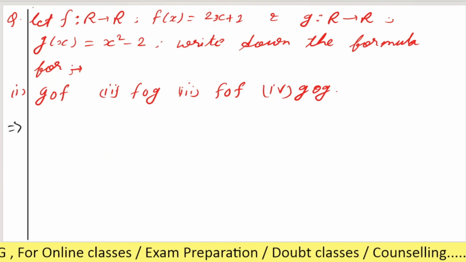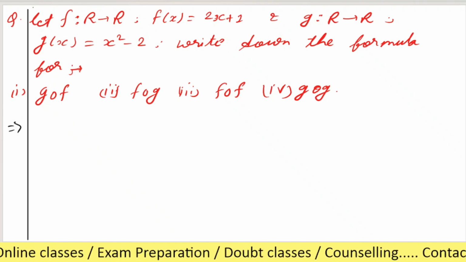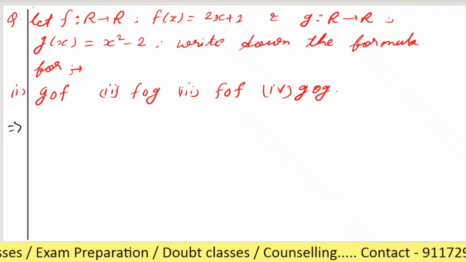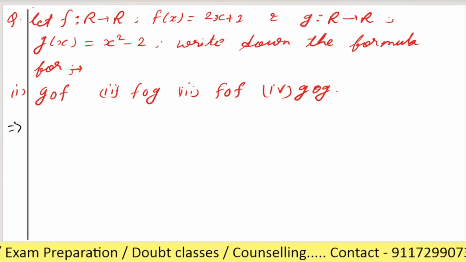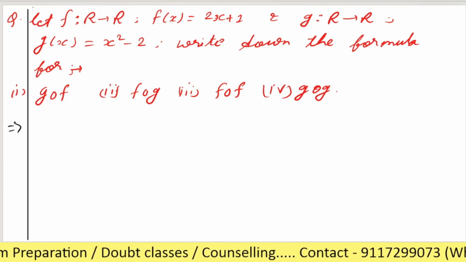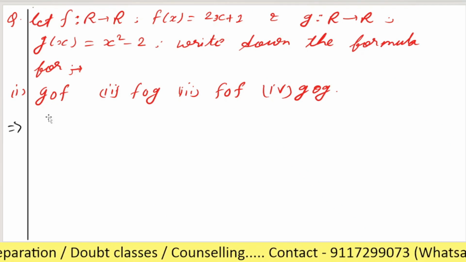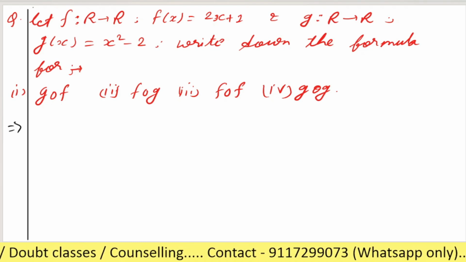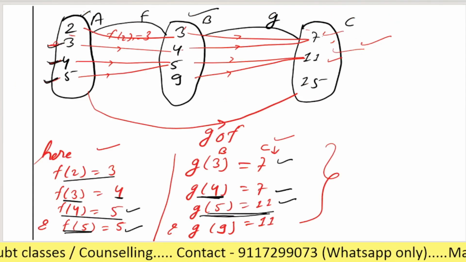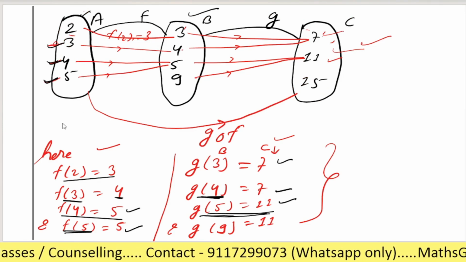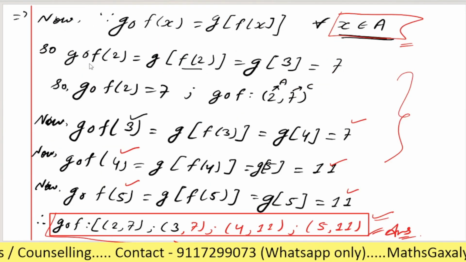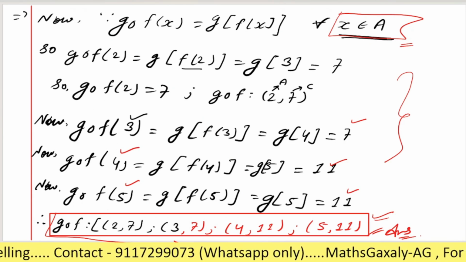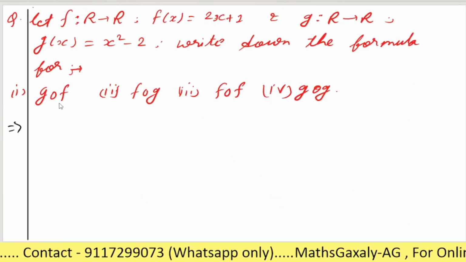You have to just find gof, fog, and fof, okay? You have already done it in the previous class. See, when we were doing composition of functions, we already found it. In the last class we found gof, right? So here you have to find gof.